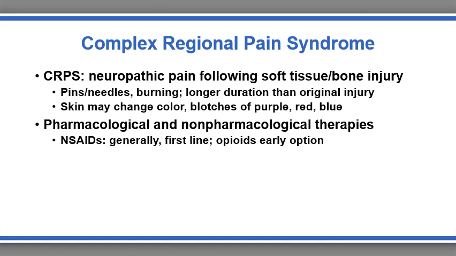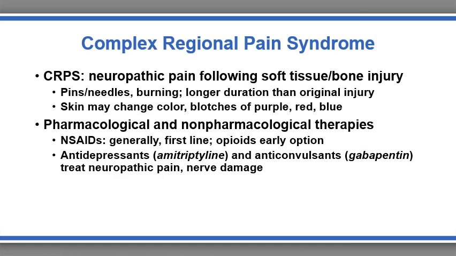So again, your treatment options: NSAIDs will generally be your first line option. Opioids might also be an option in appropriate doses for controlling the pain, because if the pain is that bad, it needs to be dealt with. Your antidepressants and anticonvulsants can also be used. We haven't talked about anticonvulsants yet. Gabapentin, also known as Neurontin, is used in this. Gabapentin can be used in various types of nerve pain. It's an anticonvulsant, but it's been used to treat other types of nerve pain.